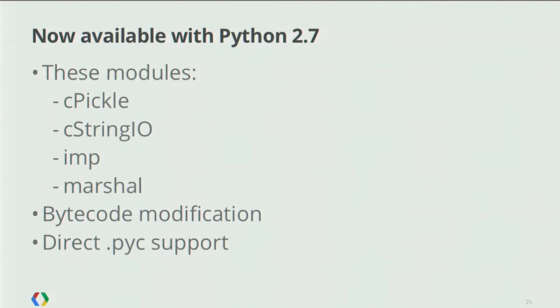Most of the rest of the stuff is a bit esoteric, so I'll just kind of skim through it. So we have some new modules, cPickle and cStringIO. Before in Python 2.5, they were just aliases to their slower pure Python versions. We have imp. Please don't use that. It's kind of a dangerous module to use unless you really know what you're doing. Marshal, also fairly esoteric. We support bytecode modification on Python 2.7. So if you want to add gotos to Python, you can do that. Actually, I can't think of a non-esoteric use for bytecode modification either.